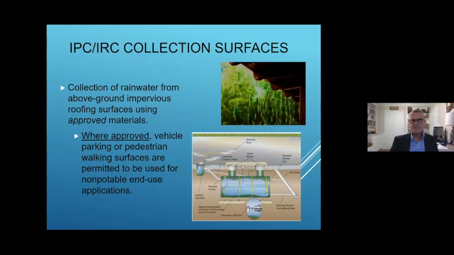What both the IRC and the IPC talk about is where they're getting water from. It's typically roofing surfaces. They do have an allowance that talks about parking or pedestrian walking surfaces. But if you'll notice the piece I have underlined on this slide, it says "where approved." What that means is you're going to have to go talk with the local code official and find out if they will approve that system. The bottom drawing on the right shows a parking surface spilling into a catch basin and going into a storage system.